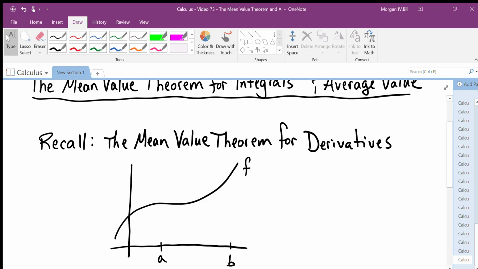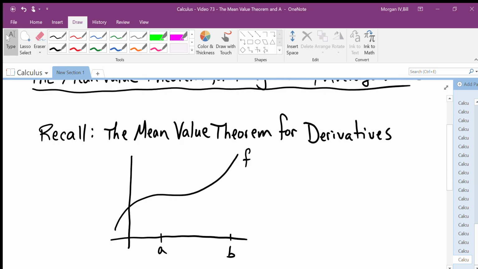The mean value theorem for derivatives said this. Remember, derivatives is about the slope of the graph. If you had a function f, I've drawn a curve f on a particular interval a to b, and you took the average slope on a to b. So the average slope on a to b would be this point here. This is the point a, f of a. And here is the point b, f of b. The average slope would just be the slope that connects those two points, a secant line there. That is the average slope.